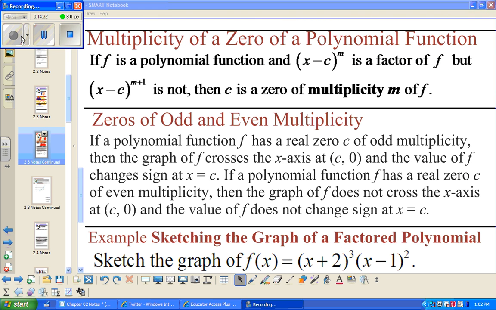The multiplicity of a zero of a polynomial function basically says if you can factor out the same binomial more than one time, however many times you can factor it out, that means that zero, like in this case c would be the zero of this factor, that zero would have a multiplicity of m. However many times you can factor this out, that zero has a multiplicity of m.